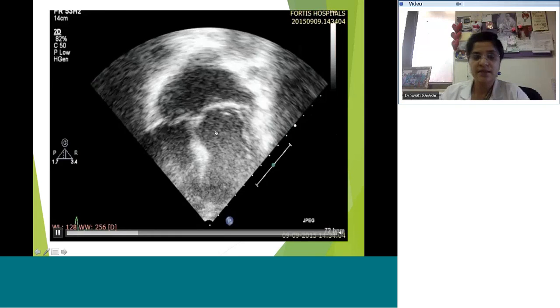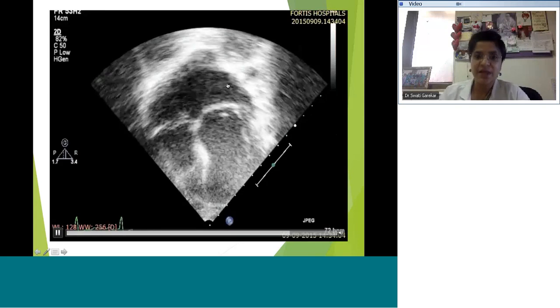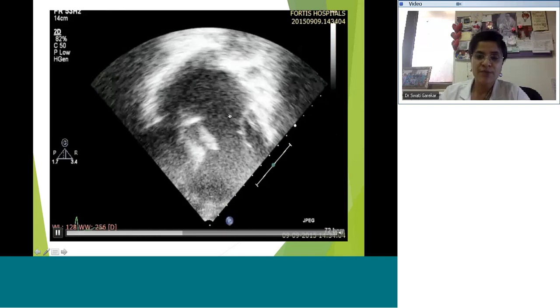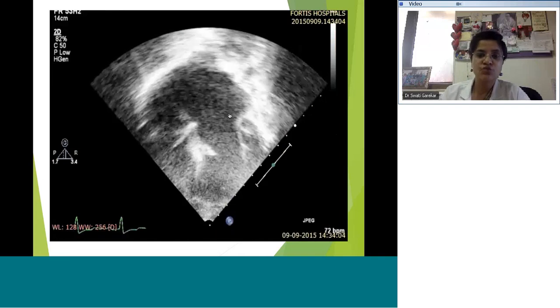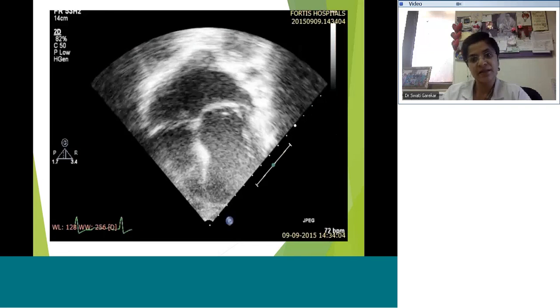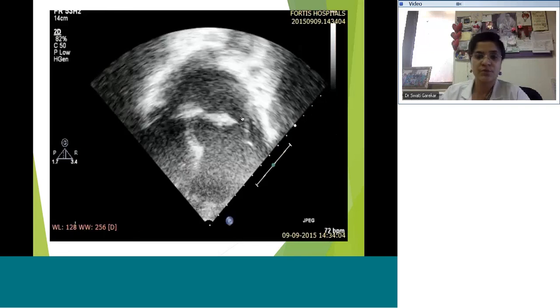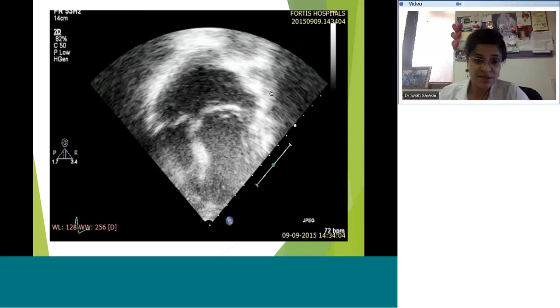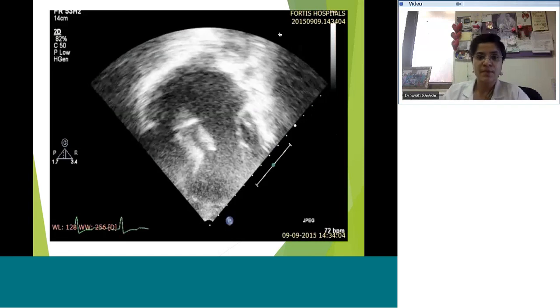Four-chamber apical view, again showing that the leaflet is prolapsing into the left atrium. For us to diagnose mitral valve prolapse, it's important to see it in two views. So this one and the parasternal long is a good bet. You can't just see it over here and diagnose a person as having MVP.